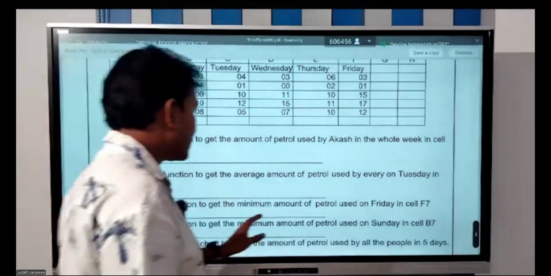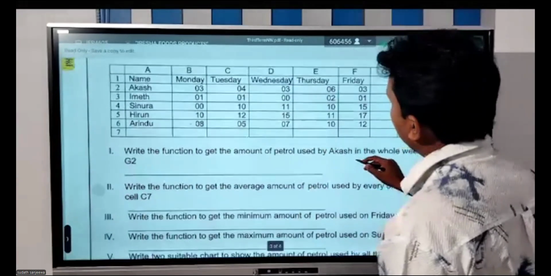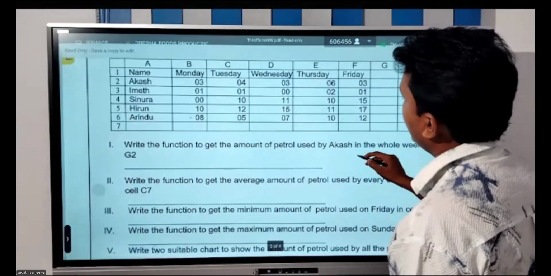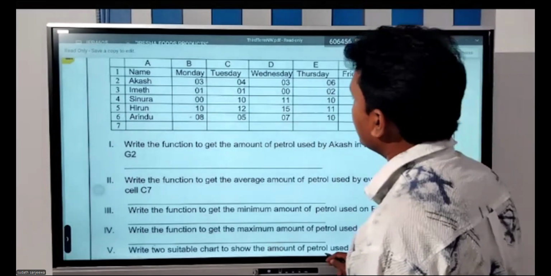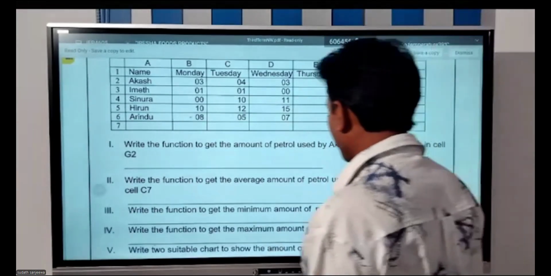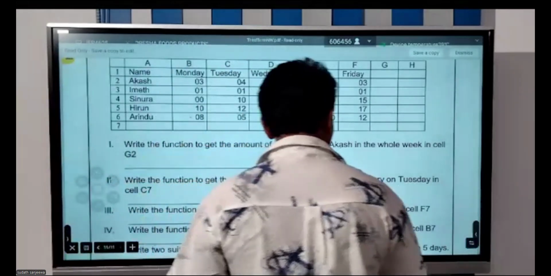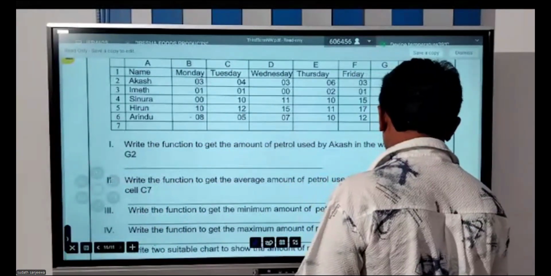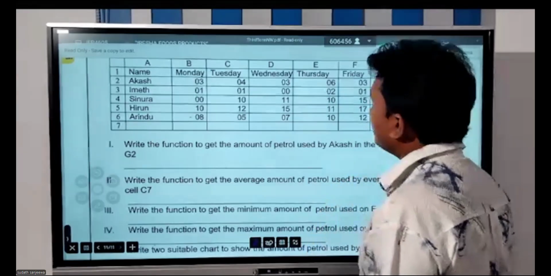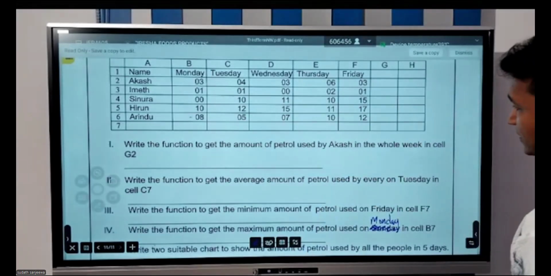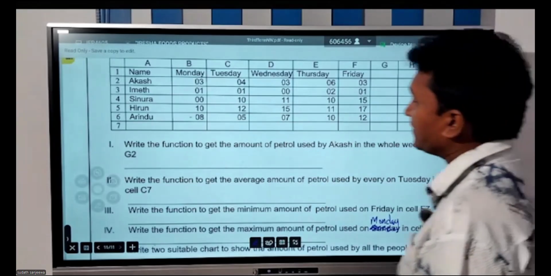Write the function to get the maximum amount of petrol used on Sunday in cell B7. Sorry, this should be Monday, not Sunday. Correct your paper. Sunday is not there. Write the function to get the maximum amount of petrol used on Monday in cell B7.